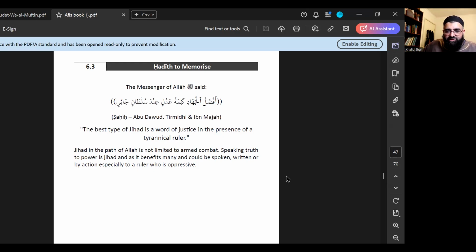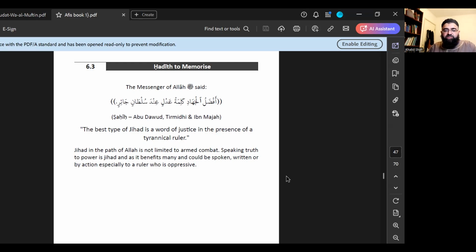Afdalul jihadi, the most virtuous jihad. Jihadi is mudaf ilayh; afdalu is the mubtada. Afdalul jihadi, so the kasra is mudaf ilayh to afdalu. Right? Kalimatu is the khabar. Right? Kalimatun would have been the khabar, but this is a mudaf and mudaf ilayh. Kalimatu adlin, a word of justice. Literally, a word of justice.